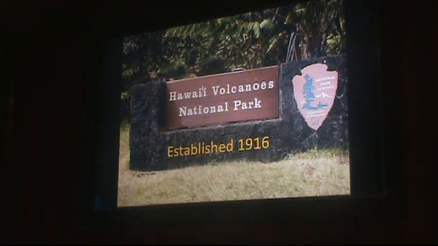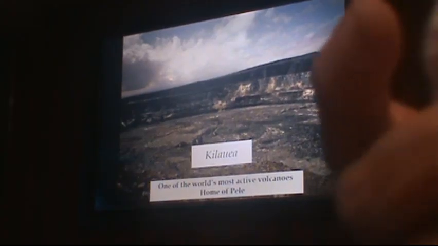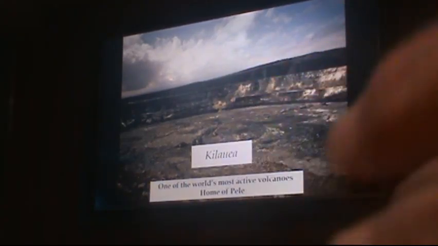Hawaii Volcanoes National Park. This is on the Big Island, and this is another national park dedicated to volcanoes. Talk about that in a little bit. This is Kilauea. It's one of the world's most active volcanoes. And it is the home of Pele. Do you remember who Pele is? Yes. Yeah, Pele is the god of fire. Fire, the god of creation.